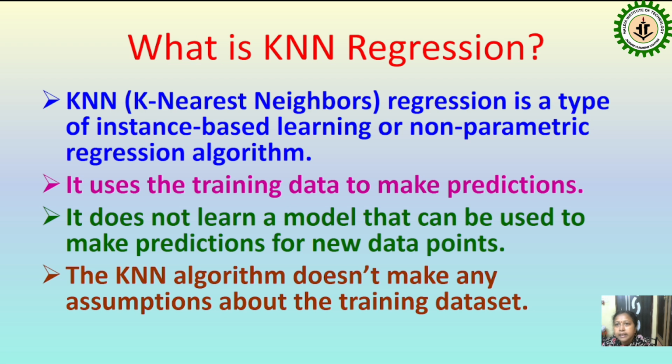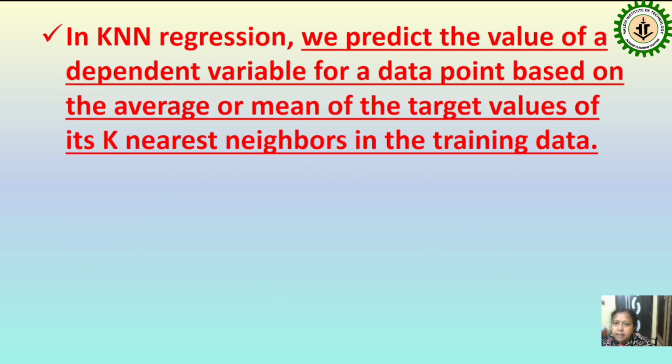Now what is kNN regression? kNN regression is a type of instance based learning or non-parametric regression algorithm. It uses the training data to make predictions. It does not learn a model that can be used to make predictions for new data points. The kNN algorithm does not make any assumptions about the training data set.